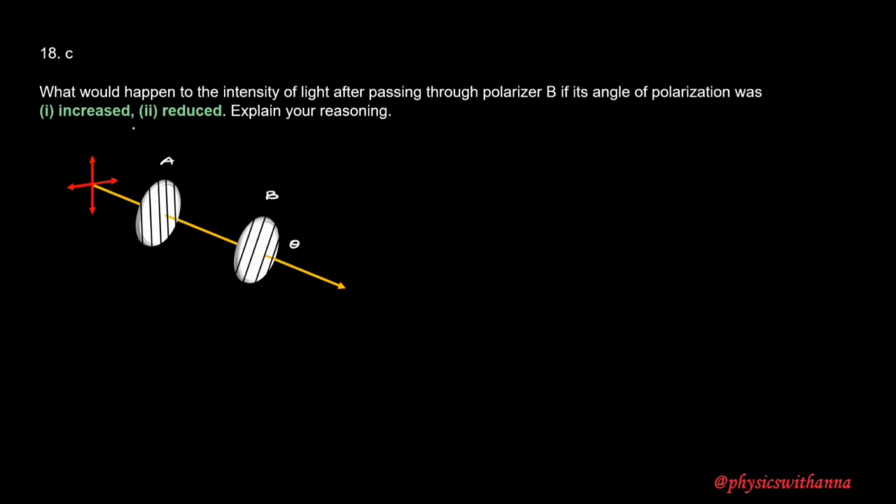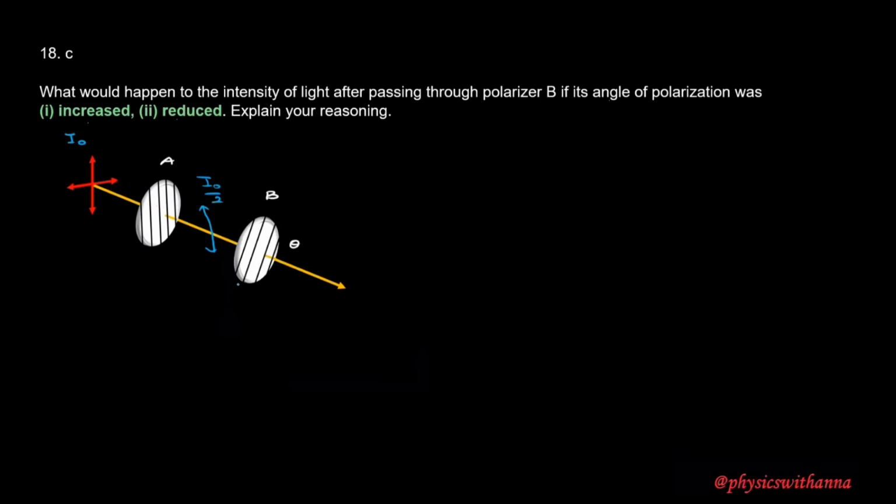Next question. Here they are asking you what would happen to the intensity of light after passing through polarizer B if the angle of polarization was first increased and then reduced. Explain your reasoning. Now, when the unpolarized light of intensity I naught passes through polarizer A, which is vertically aligned, only half the vibrations can pass through. And I can say the intensity of light coming out of A is half the original value.